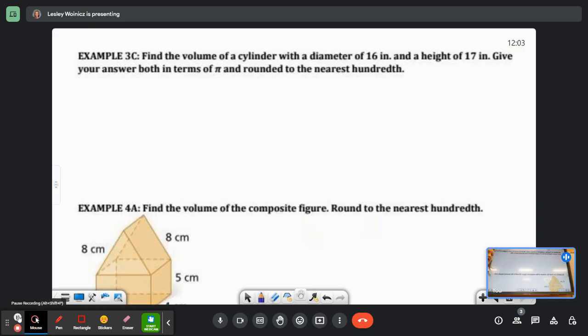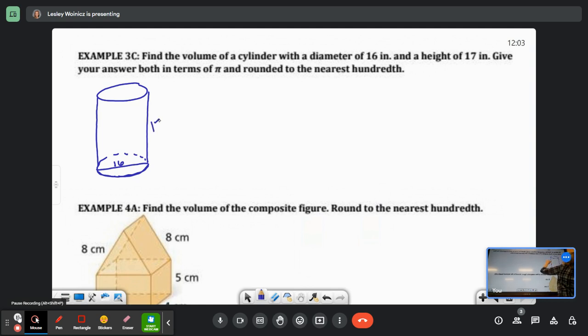Okay, we need to find the volume of a cylinder with a diameter of 16 inches. Let's draw a picture. Okay, so it's saying that the whole diameter is 16 and the height is 17.